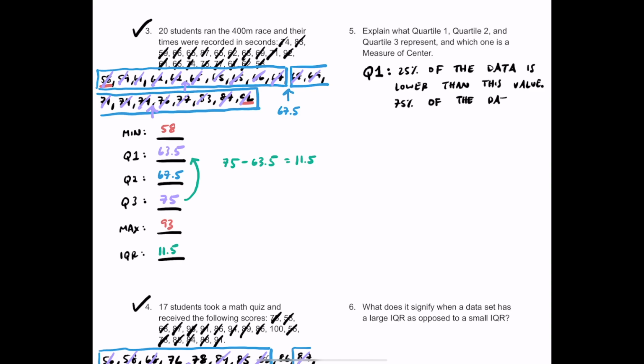Explain what Q1, Q2, Q3 represent, and which one is a measure of center. Okay, so quartile 1, I'm just going to abbreviate as Q1. This says 25% of the data is lower than this value. You can also say that 75% of the data is higher than this value.